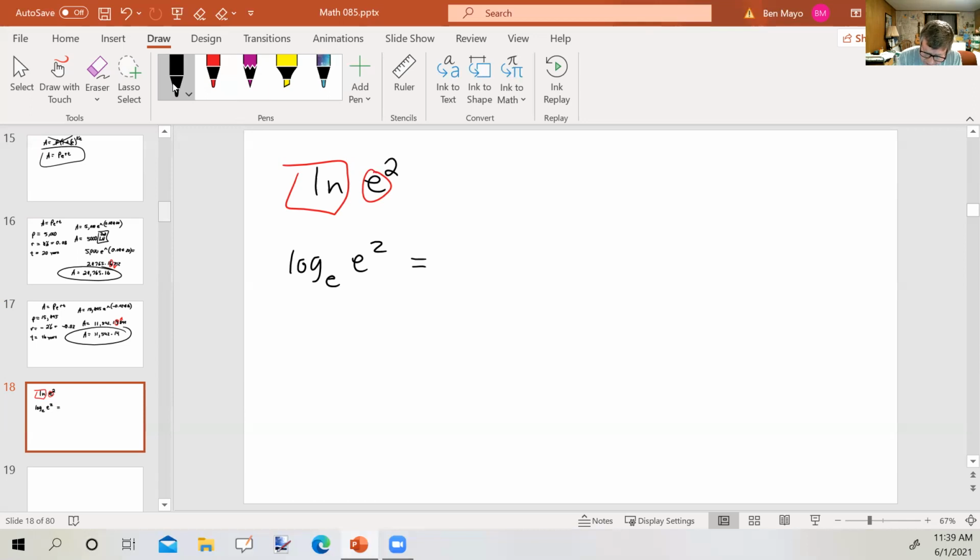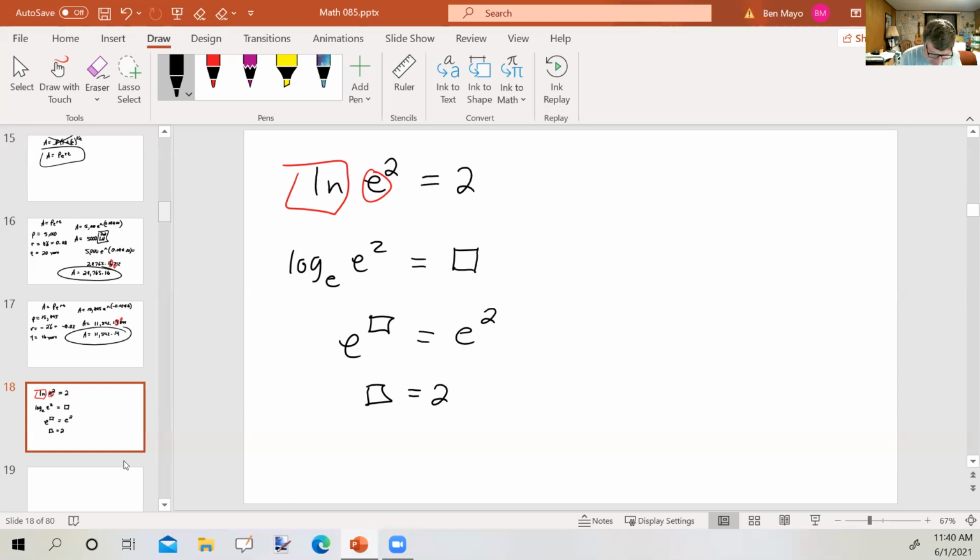Well, let's say that that's equal to some unknown quantity that we'll call box. All right, so we now have a logarithmic equation that we can convert into an exponential equation, and that would be e to the box power equals e squared. Well, since the bases are the same and it's a one-to-one function, the exponents are the same, so the box equals 2. So the natural log of e squared is 2.